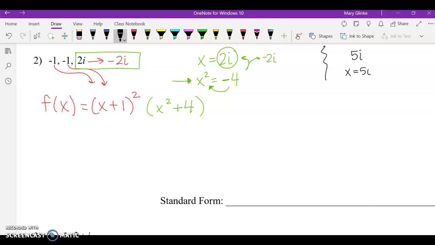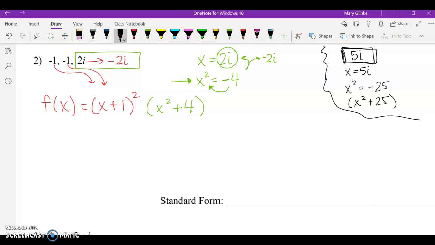In order to get 5i as an answer, you would have had to square root a negative 25. So our factor would have been x squared plus 25. That's the idea when you have a complex number where your a value is 0 for those. Okay, so that was just kind of another example over there.